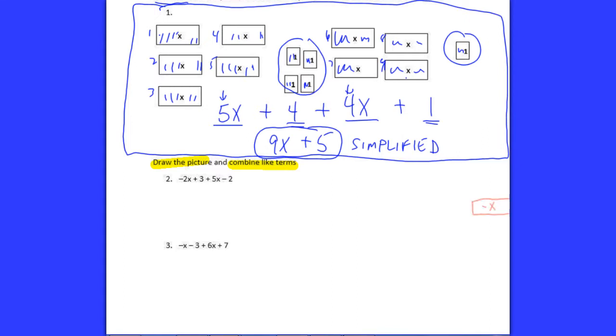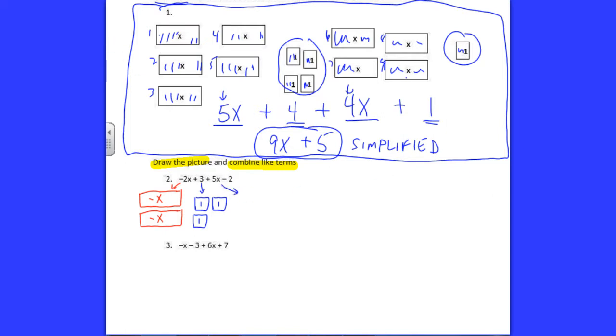I need a negative x. For this negative 2x, I need two negative x's. So what you need to draw are two little rectangles with a negative x inside. All right, so that's negative 2x. Here, I'll get the matching color. All right, that's negative 2x. Now it says plus 3. So I want to put plus 3 right here. Well, plus 3 would be 3 squares with just a 1 because it's positive. 1, 2, and 3.